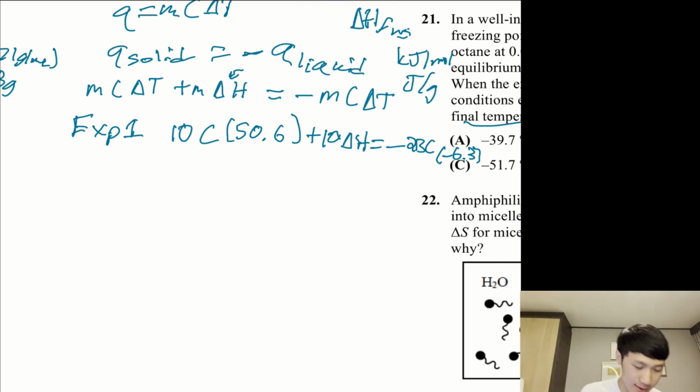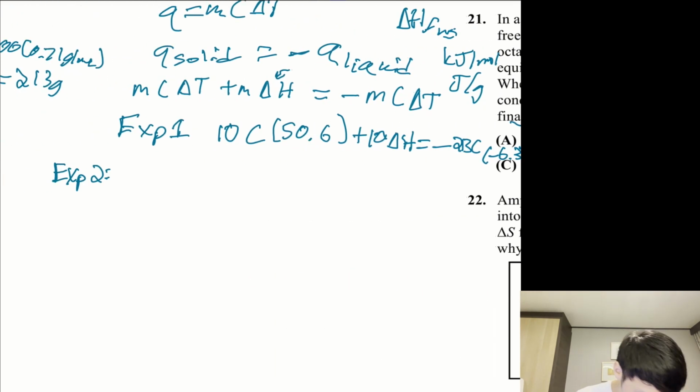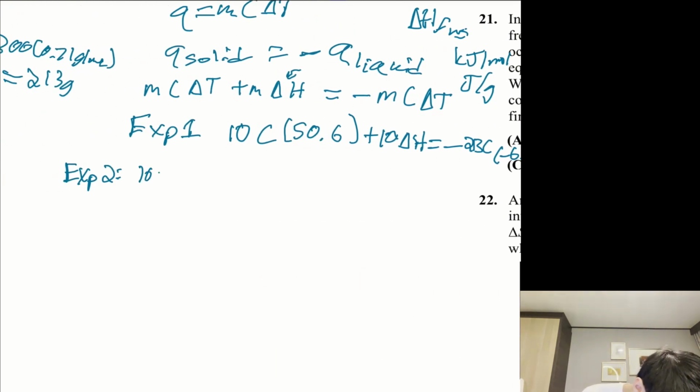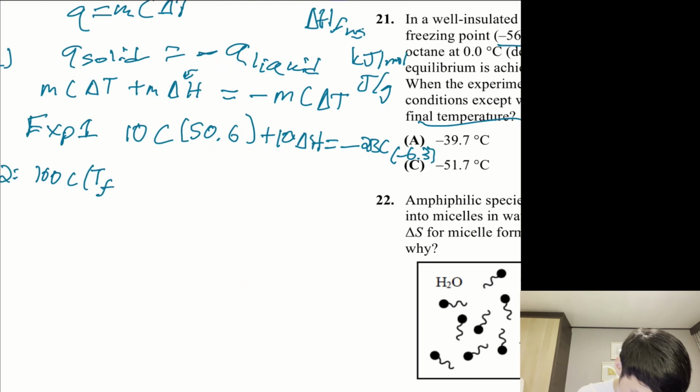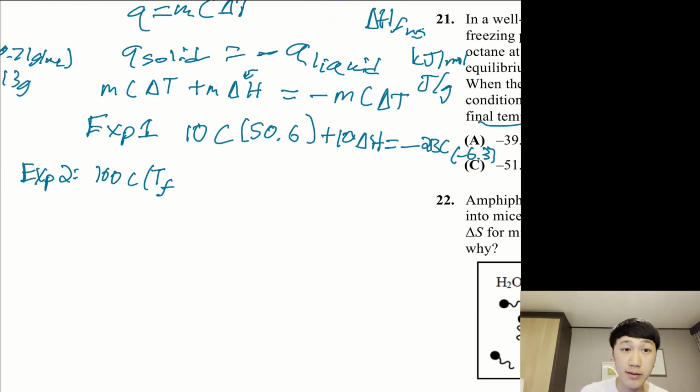Now, for experiment 2, we have a very similar equation. This time, 100 grams of solid octane. So 100 grams times the heat capacity C, and then times the change in temperature, which this time we don't know because we don't know what the final temperature is. That's exactly what we're solving for. So it's going to be final temperature minus initial, which is minus negative 56.9, which is equal to adding 56.9. So plus 56.9.